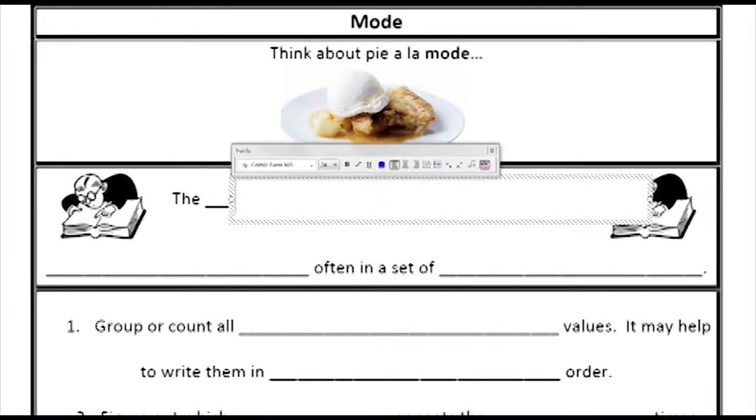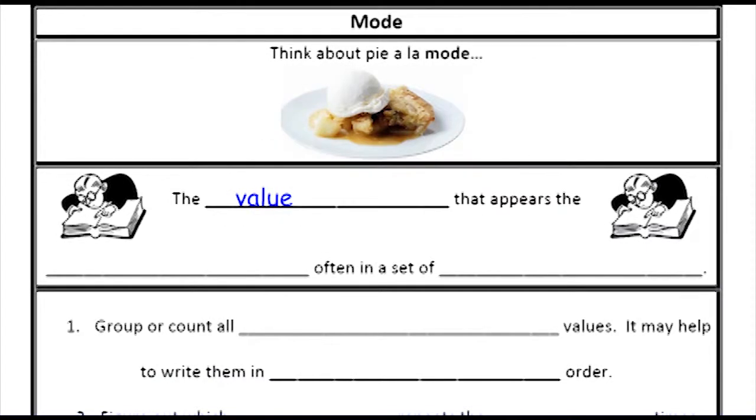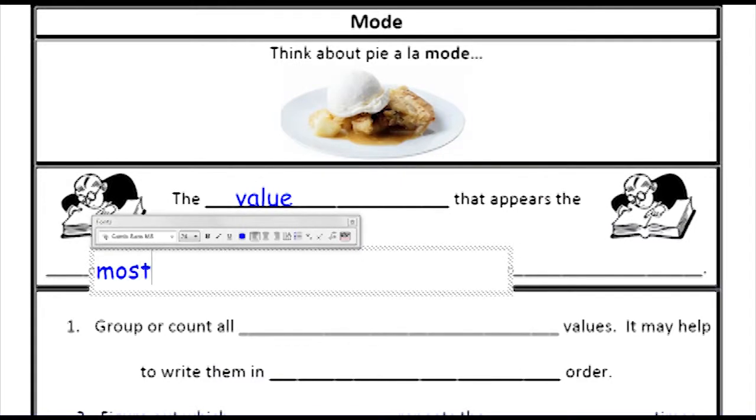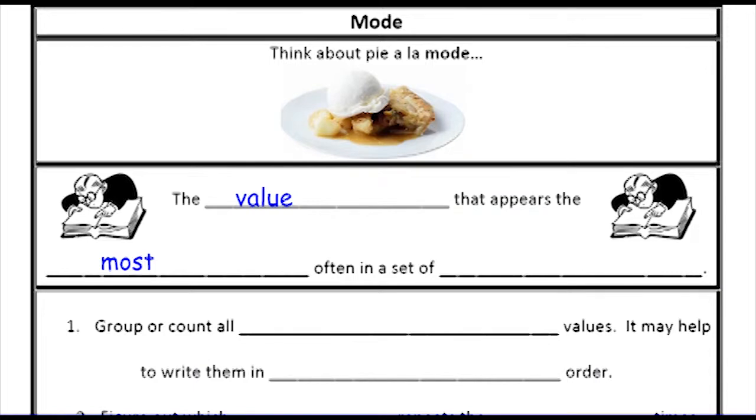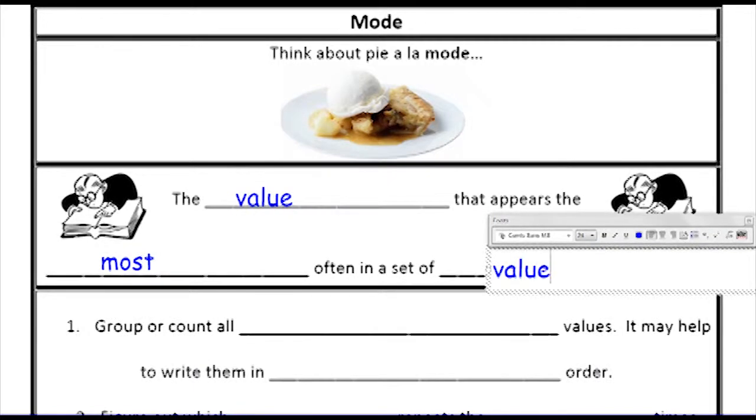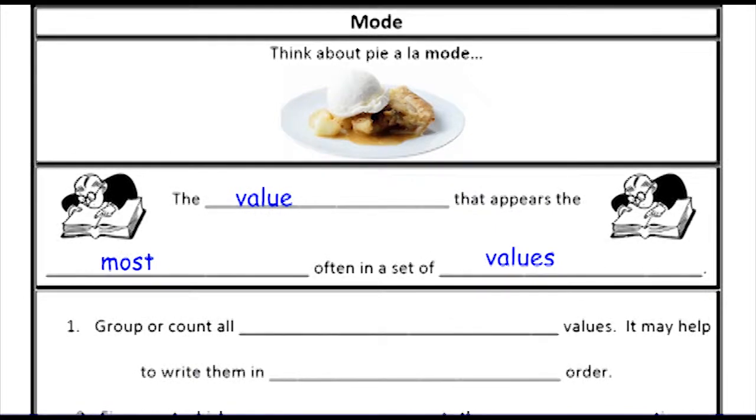The value that appears the most often in a set of values. That's how we define the mode. The value that appears the most often in a set of values. So it's the number that you see the most times.